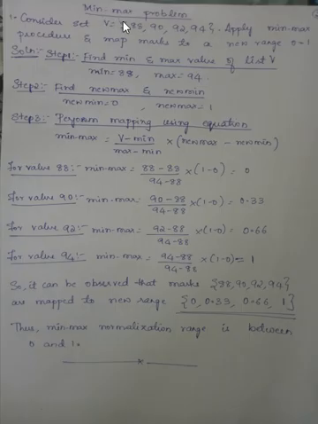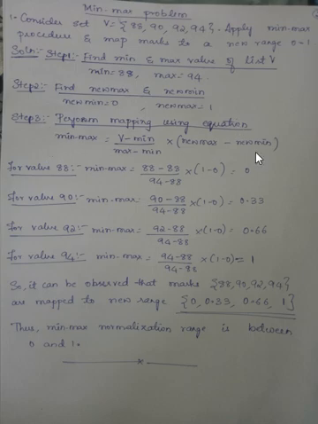We have to do normalization in the sense all the values here would be changed to a range between 0 to 1 only. Because in the question they have given the new range as 0 to 1, therefore new min is 0, new max is 1. Now step 3, perform the mapping.